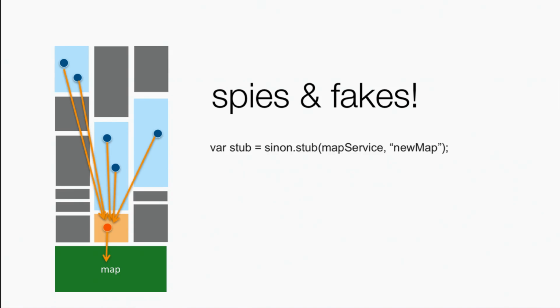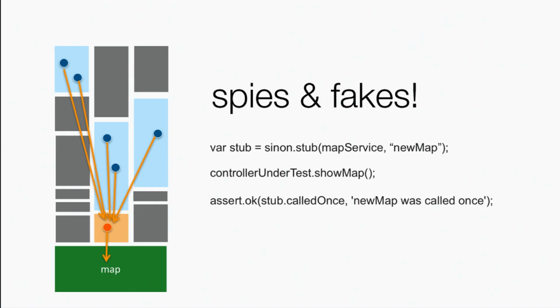So let's go back to our map service. In this case, we've got a little bit of code here that's using a faking library called Sinon, but there are others; you don't have to use that. And we're going to say, hey, Sinon, you should stub the new map function from the map service. And then whatever controller we're testing at that point, we're going to call its show map method. And then we're going to say, hey, map service stub, was the new map method called? Okay, great. That's what we're going to consider a passing test.